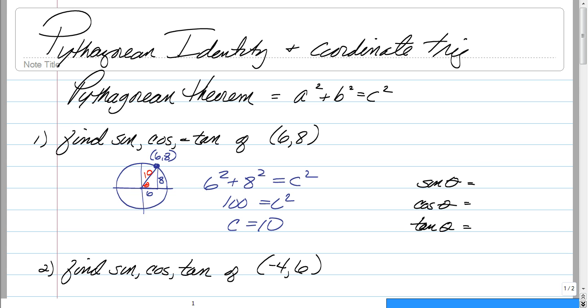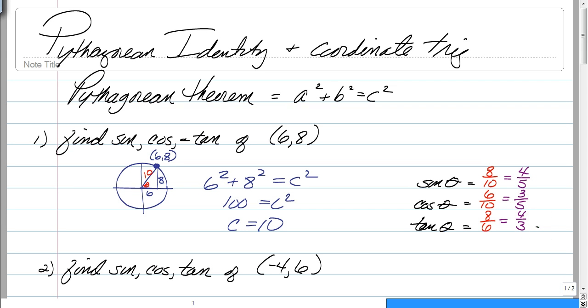Sine is opposite over hypotenuse, so you have 8 over 10. Cosine is adjacent over hypotenuse, that's 6 over 10. And tangent is opposite over adjacent, which is 8 over 6. But you would never leave them like that because you always reduce your fractions. So the final answer for the sine of theta is 4/5. Cosine of theta is 3/5. And the tangent of theta is 4/3.